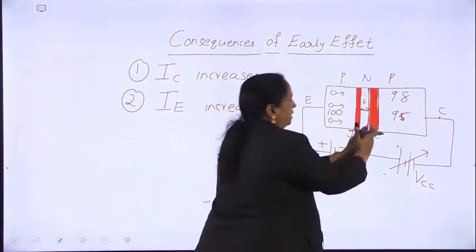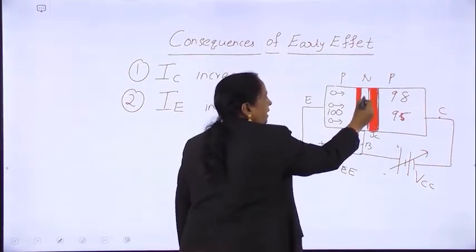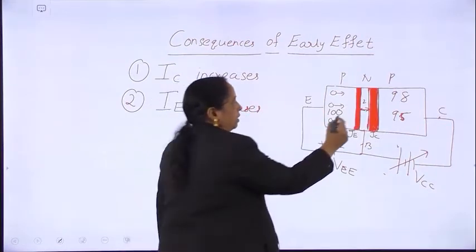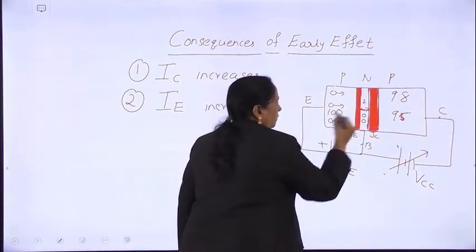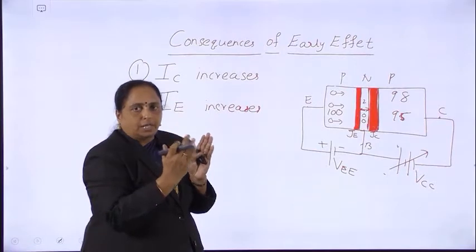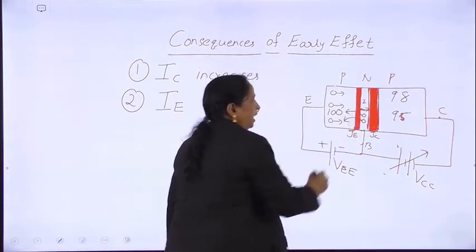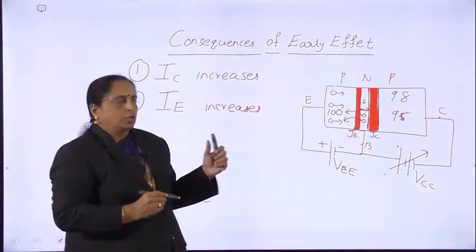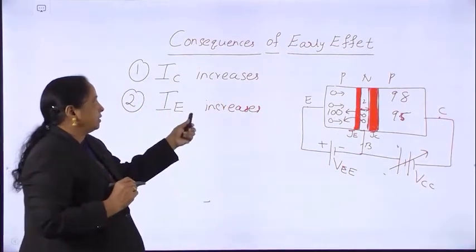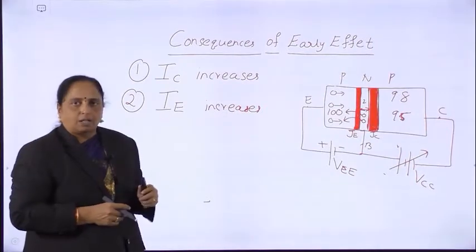See here, as the base width is reducing due to this expansion of the depletion layer, the minority carriers in the base... What are the minority carriers in the N region? Holes. So, some of the holes which are here, due to the expansion of the depletion layer pushing them, may jump into this P region. They are pushed towards the emitter side. So, if 2 holes come this side, 100 plus 2 will become 102. Therefore, the hole current, that is the emitter current, also increases. So, this is the second consequence.